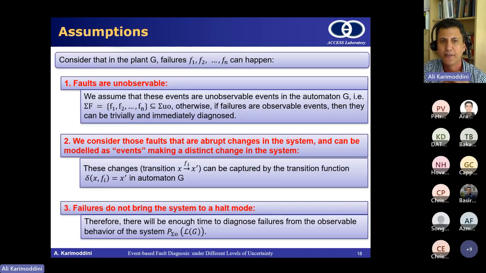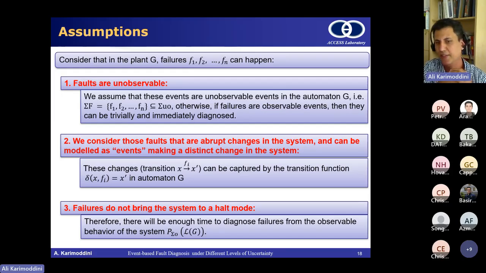The other thing here is that we assume that faults create an abrupt change in the system, and they can be captured as an event. That's not to say all faults have this feature, where you can see abrupt changes or some sequence of events created in the system.